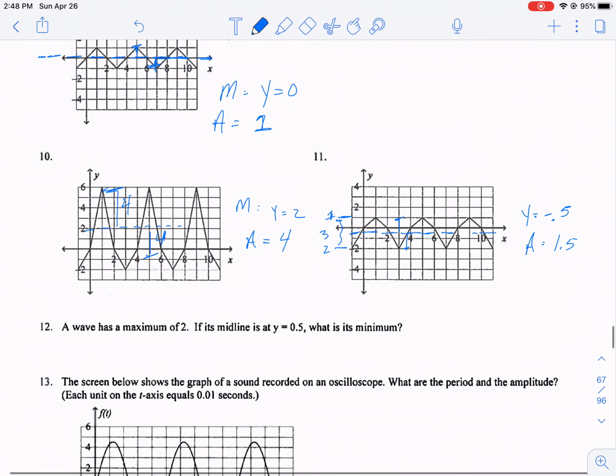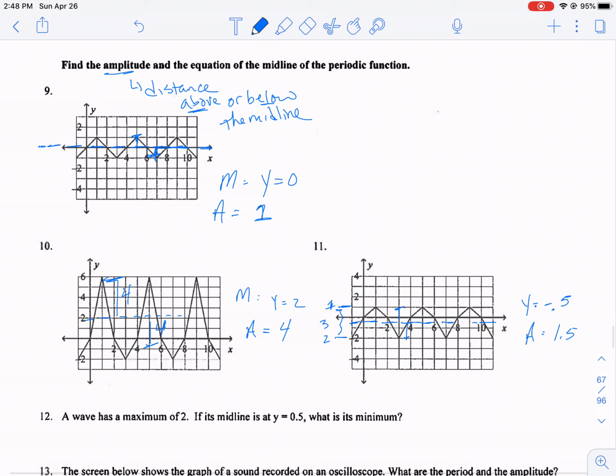So we're going to stop right there. You have an assignment to cover here that deals with periodic graphs and talking about one, are they periodic? And two, if they are, tell me the period, the midline, and the amplitude. And that assignment is on Schoology.